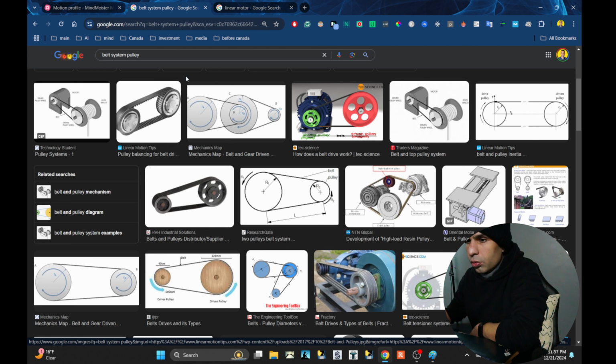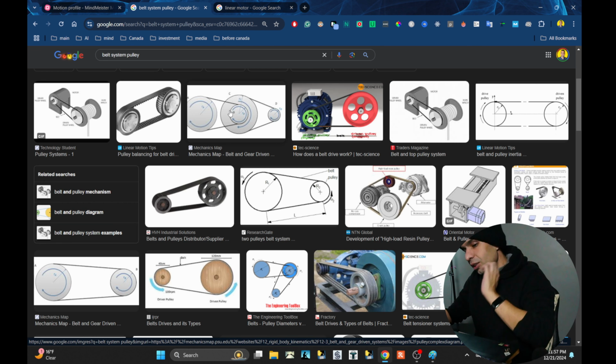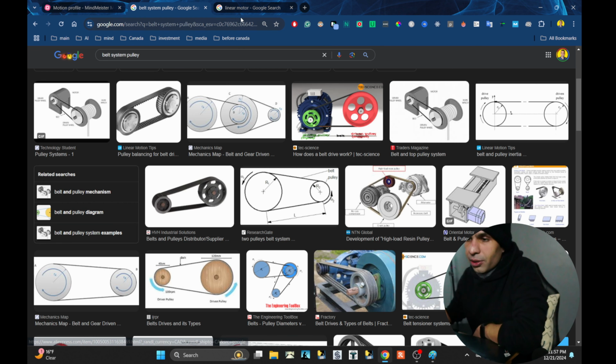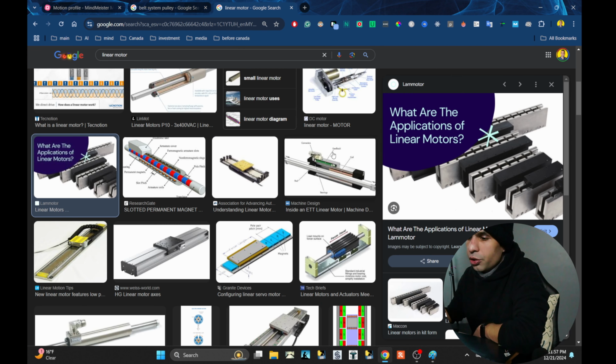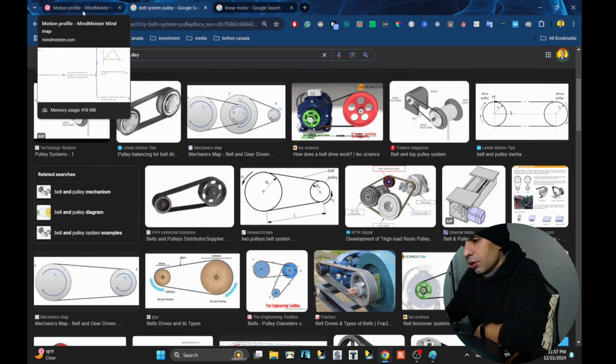For example, if the linear motor achieves 300G acceleration, with a pulley system, anything is possible, but the pulley system will suffer. It cannot achieve the same performance. Okay, but this is my background.